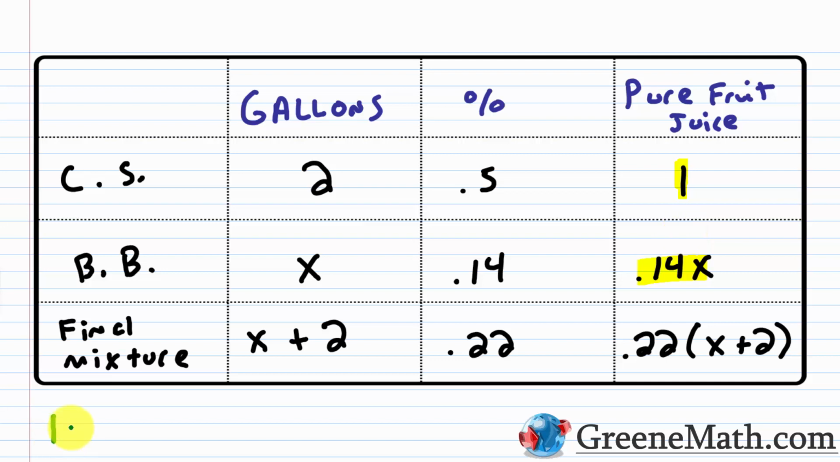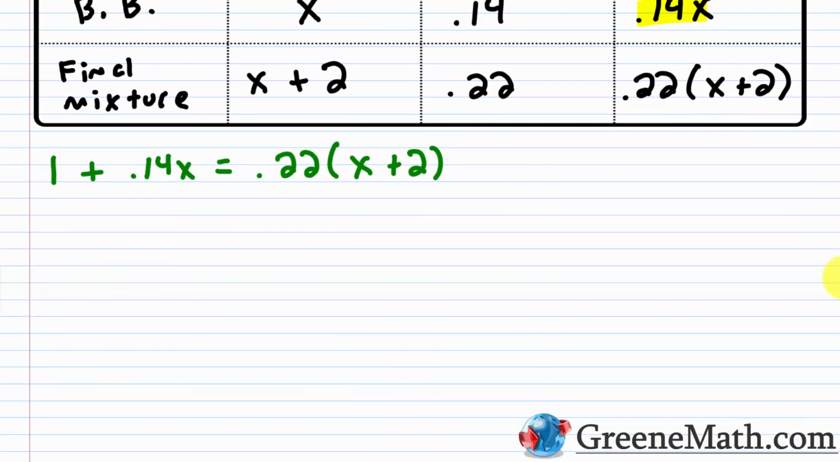So we will have 1, the amount of pure fruit juice in gallons from cherry smash, plus your 0.14x, which is the amount of gallons of pure fruit juice in the bubble berry. And we're going to set this equal to the amount of pure fruit juice in the final mixture, which is 0.22 times the quantity X plus 2. Okay, so once we've set up an equation, it's very easy. So you have 1 plus 0.14x is equal to, using our distributive property, 0.22x plus 2 times 0.22, which is 0.44.